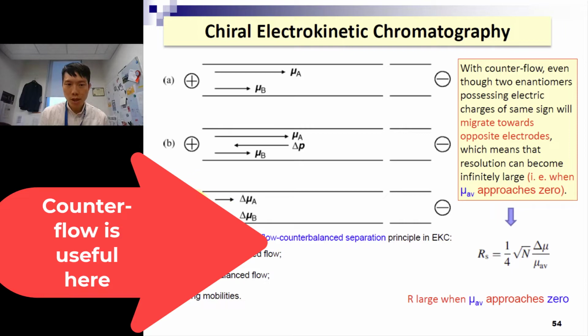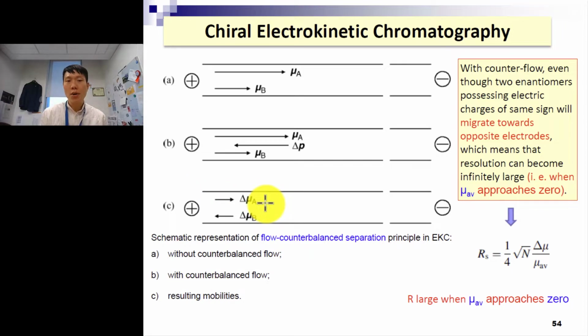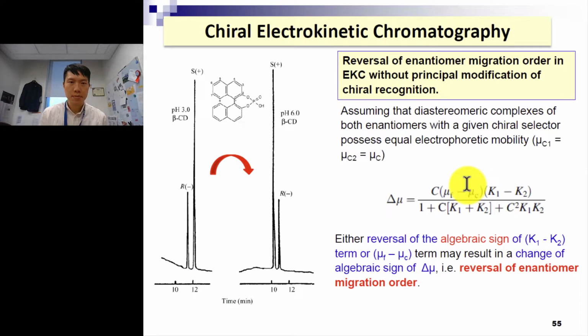So if you have achieved C, in which these two come in opposite sides, then the RS, the resolution, will be large. And in this formula, you can tell that if the mu average is very small, then the resolution becomes very large.